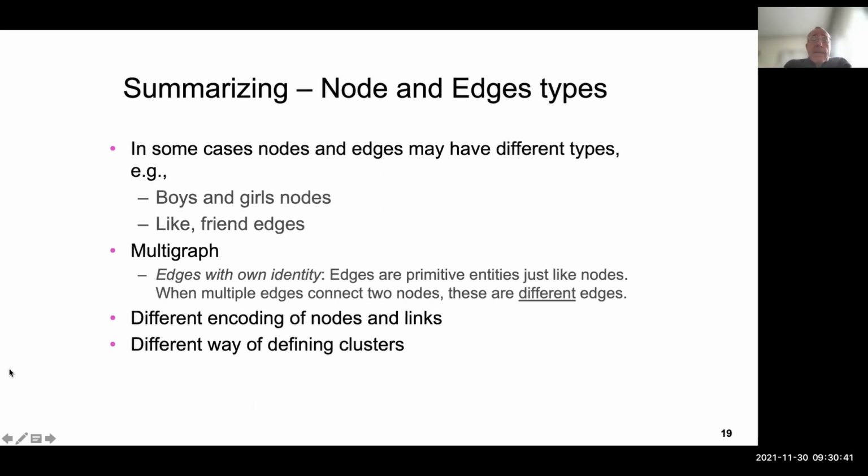And in some cases, nodes and edges may have different types, boys and girls, like friends edge. And you can have a multigraph in the sense that edges are primitive entities, not meaning that you can have multiple edges of the same type between two nodes, typically, but the edges are representing different meanings. And you can have different encoding on nodes and links, different ways of defining clusters. And you can have a lot of problems of scalability.